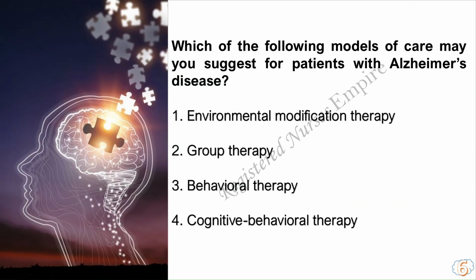Question number 6. Which of the following models of care may you suggest for patients with Alzheimer's disease? 1. Environmental modification therapy. 2. Group therapy. 3. Behavioral therapy. 4. Cognitive behavioral therapy.